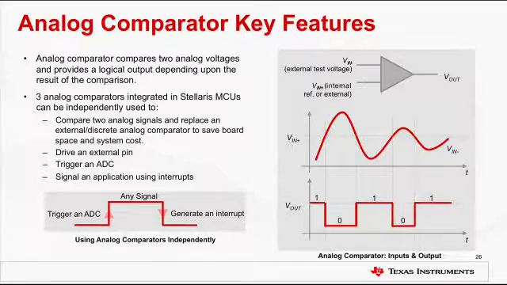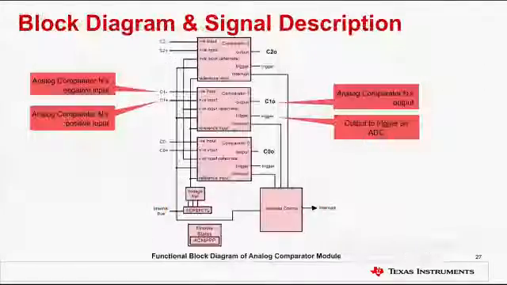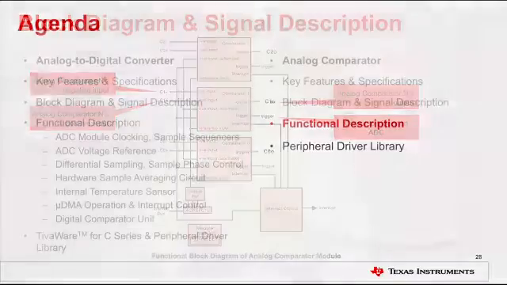The analog comparator can be used to signal the application via interrupts or trigger the start of a sample sequence in the ADC. The interrupt generation and ADC triggering logic is separate and independent. This flexibility means, for example, that an interrupt can be generated on a rising edge and the ADC can be triggered on a falling edge. The block diagram of the analog comparator module is shown on the screen. It includes three identical analog comparators, each with its own pair of inputs, Cn plus and Cn minus, an output Cn, and trigger signal that can be used to initiate an ADC sample sequence.